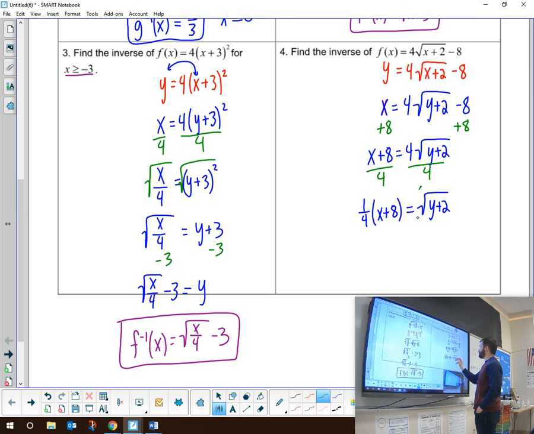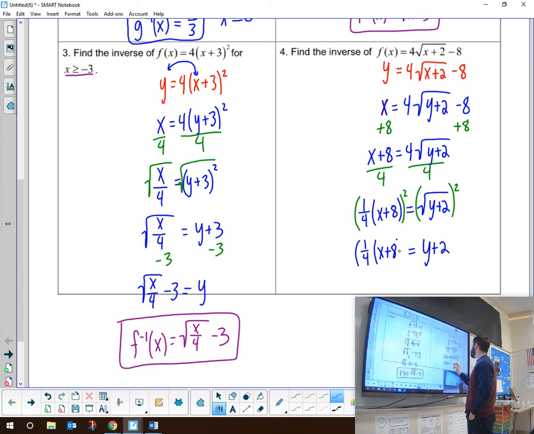Now I got to get rid of that square root, so I'm going to square both sides. All right, but we don't want to work it out or do anything weird like that. We're just going to leave it. We're going to have y plus 2 equals 1/4 times x plus 8, squared.